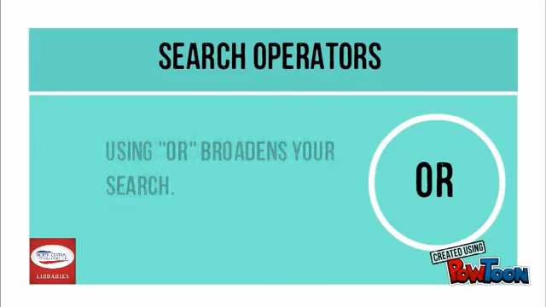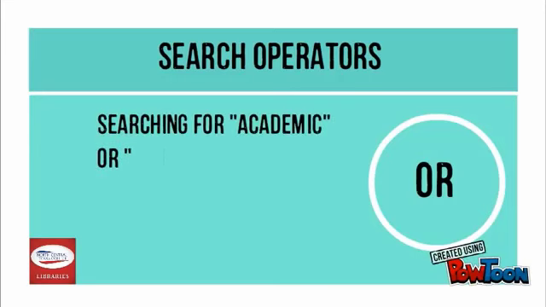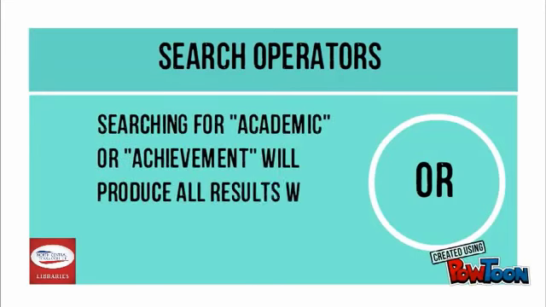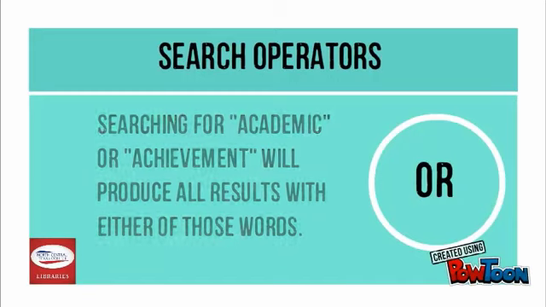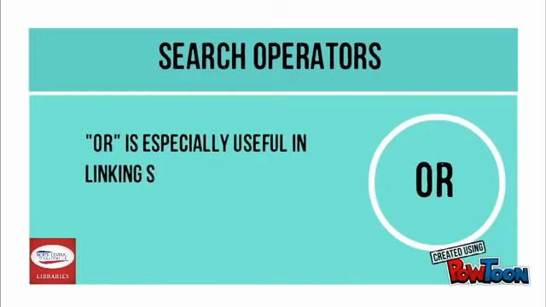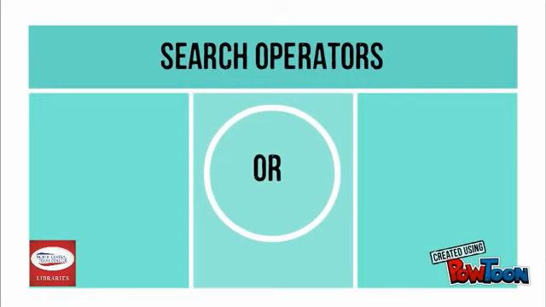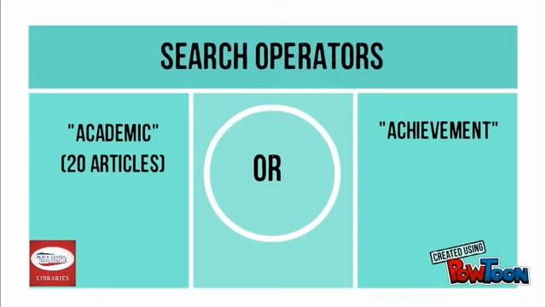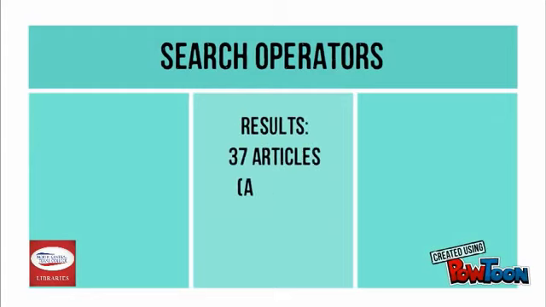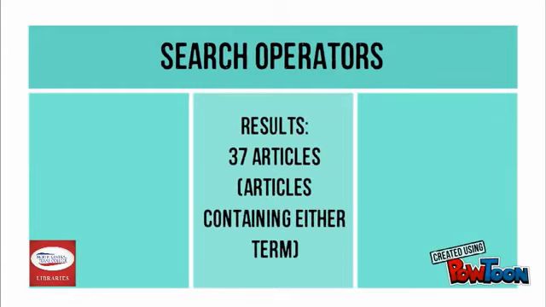Using OR broadens your search. Searching for academic OR achievement will produce all results with either of those words. OR is especially useful in linking similar words, Latino OR Hispanic. Academic, 20 articles, OR achievement, 17 articles, results in a total of 37 articles that contain either term.